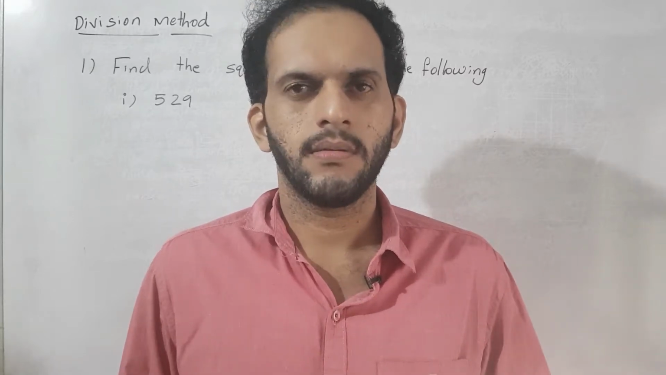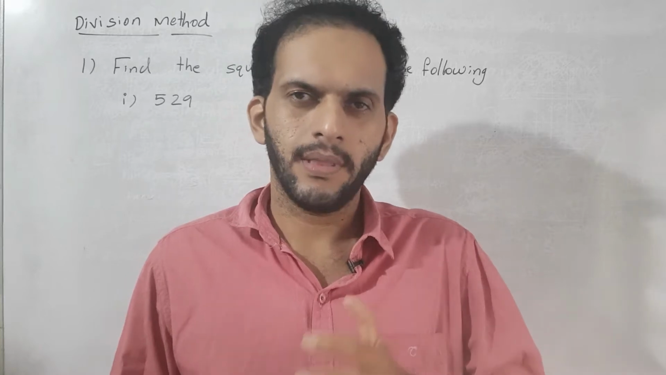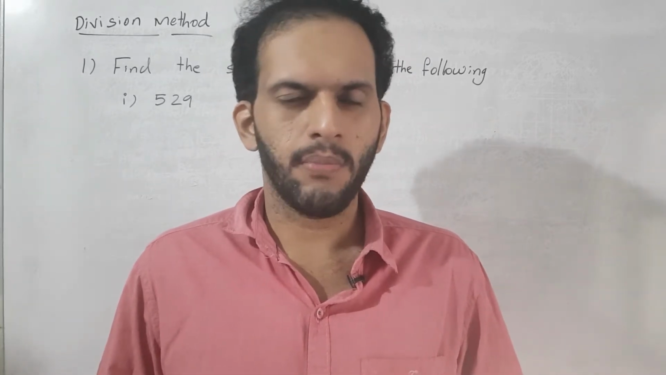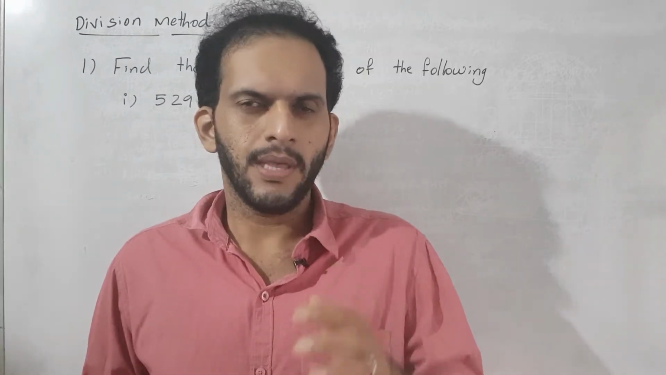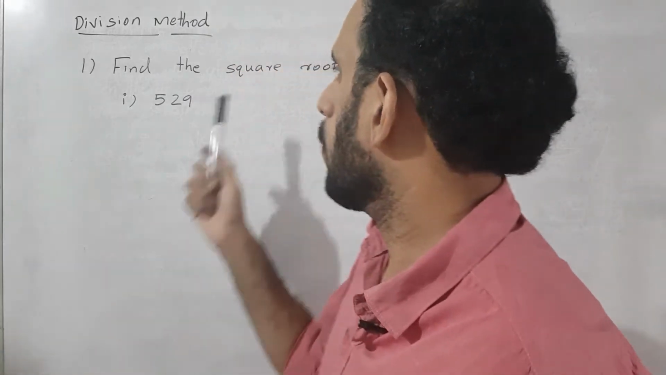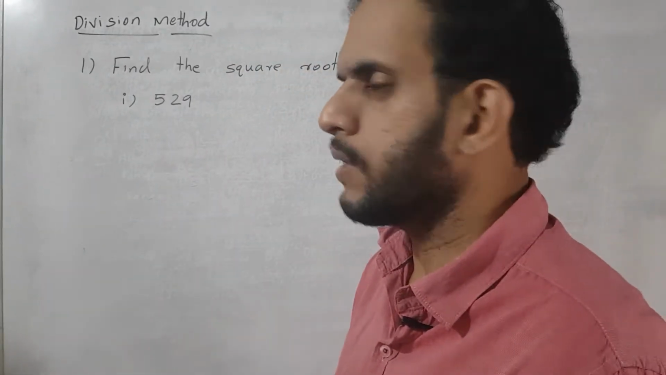We already discussed the two methods for finding the square roots. Next we go for discussing the last one, which is the division method. First we are discussing the first example. Find the square root of the following. The first one is 529.